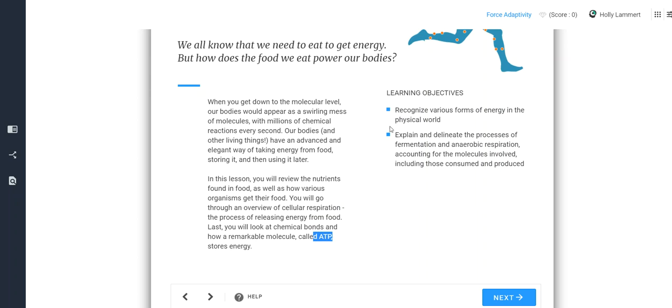Okay, breathe in. Get ready, you ready to go? This learning objective is to recognize various forms of energy in the physical world, and then we're going to explain and delineate the process of fermentation and anaerobic respiration, accounting for the molecules involved, including those consumed and produced. All right, this is kind of a big lesson, so let's see what we get out of it.